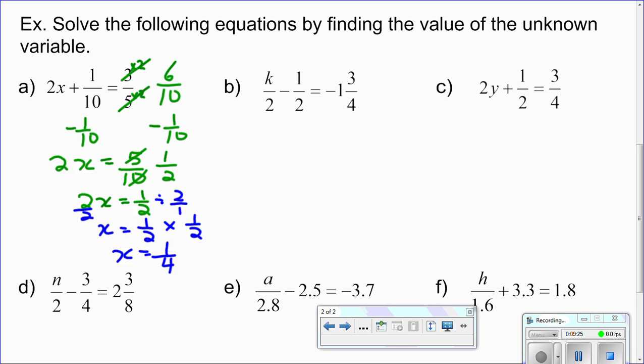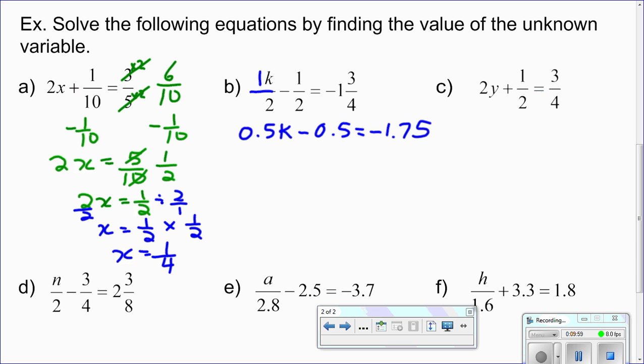Okay, so that's keeping everything as fractions. In the second example, I am going to show you keeping everything as a decimal. Okay, so when a denominator is 2 or 4, I know that they make a decimal. So I'm going to put them in decimal form. So instead of 1/2k, I'm going to put 0.5k minus 0.5 equals negative 1.75. 3 divided by 4 is 0.75, and then negative 1 goes in front.